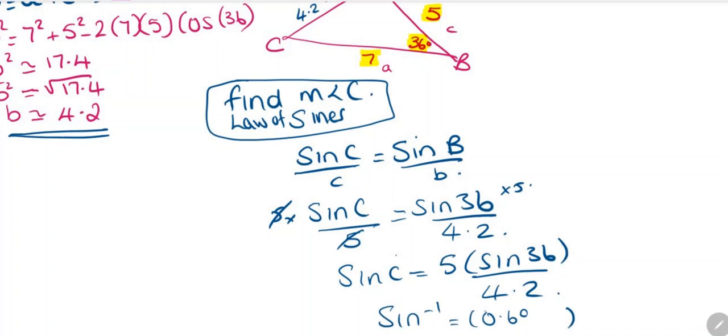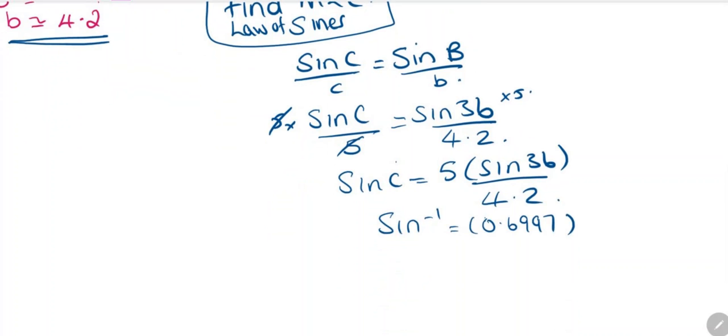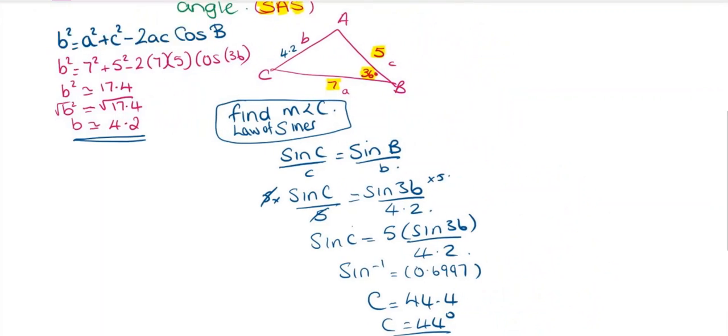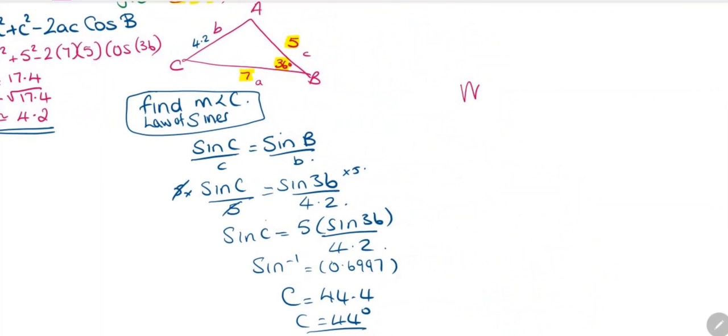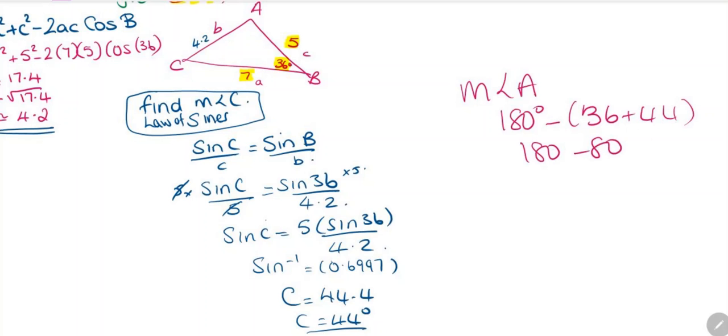Now if I multiply both sides by 5, this simplifies. Sine of C is going to be 5 sine 36 divided by 4.2. And if I put that in my calculator, because it's an angle, it's going to be sine to the minus 1. So we have 0.6997. If I take the inverse, I have the angle C of 44.4, or 44 degrees. Now I can find the missing angle A. The measure of angle A is 180 minus 36 and 44, which is 80. So that means the missing angle, measure of angle A, is 100 degrees.